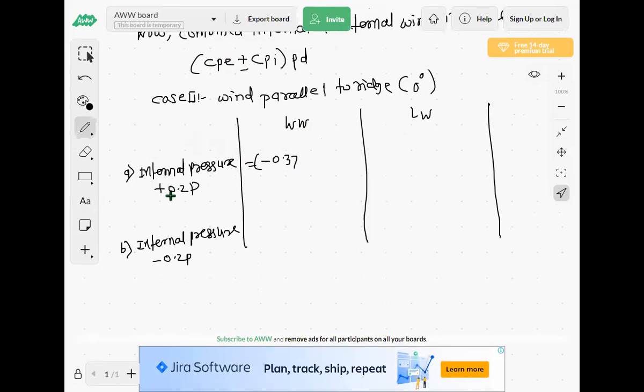First take plus, +0.2p, +0.2 into 1026.39 into PD. So how much is this? Similarly here -0.37 minus 0.2p, once plus once minus, into 1026.39. So tell me the answers in Newton per meter square, because the pressure 1026 is in Newton per meter square, and these are the coefficients. So coefficient have no unit.